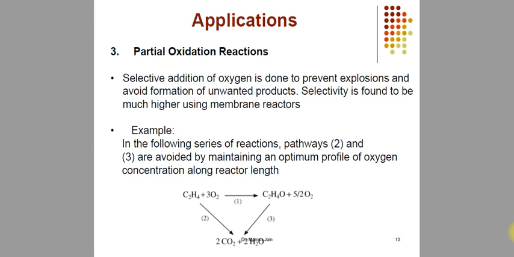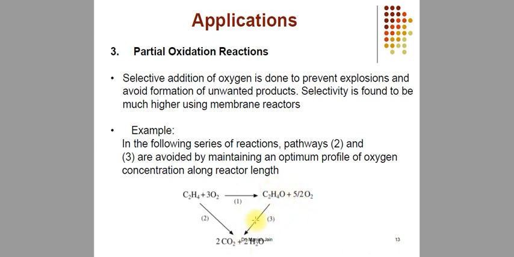Now the third application of membrane reaction is the partial oxidation reactions. So in the partial oxidation reaction, suppose you want to produce aldehyde from the ethene. You can oxidize the ethene to the aldehyde, but there is a parallel reaction also. If oxygen is present in a higher concentration, then the reaction might lead to CO2 or H2O, and if the product is not removed simultaneously with the reaction, then also you might end up with CO2 or H2O. This is a series reaction, and this is a parallel reaction also.